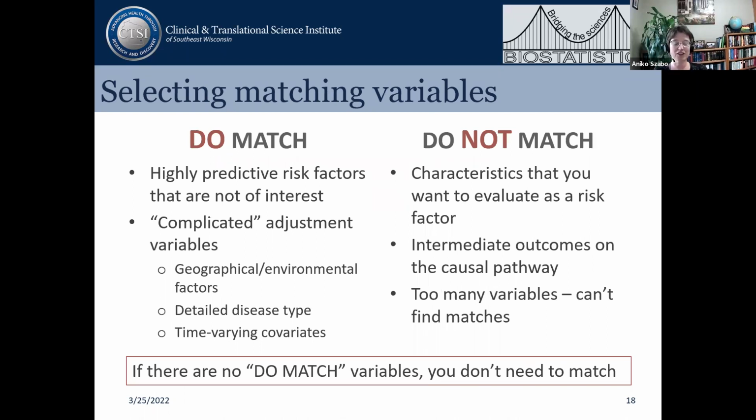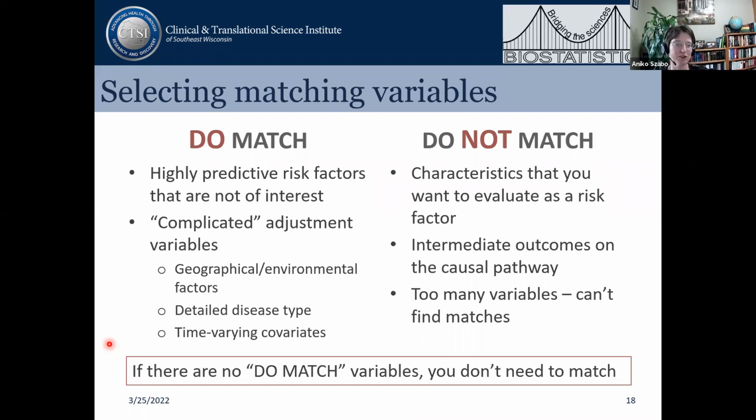So for matching, to decide whether to match, I think the basic guideline is think about, are there any variables that you really want to match on? And if there are, match. If there are not, do not match. In practice, I don't think I've ever seen an unmatched case control study, I have to say. Because usually you find some good reasons to match, but it's not like a requirement.